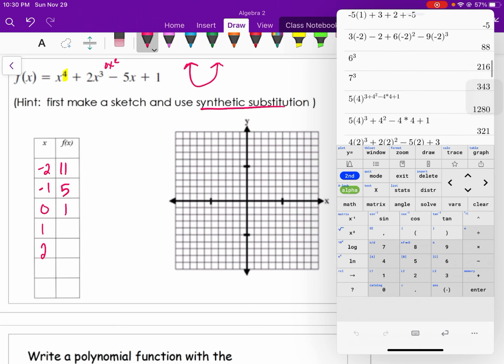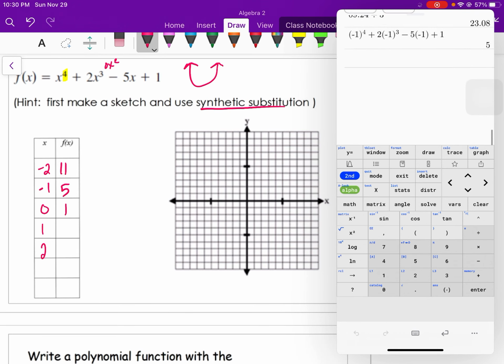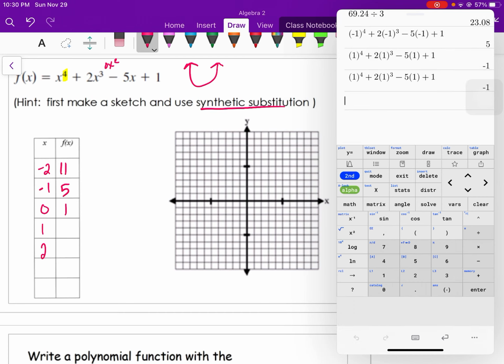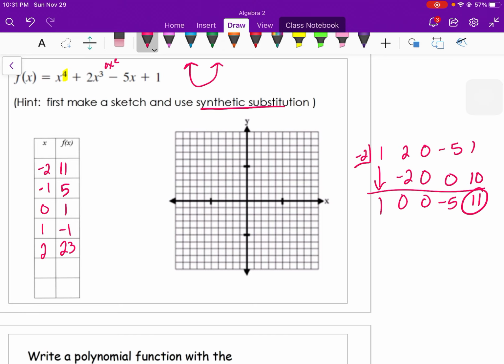If you plug in +1, get -1, and then plugging in 2, it'd be 23. And then graphing that. So -2, 11 would be up here, -1, 5, 0, 1, 1, -1, and then 2, 23 would be way off our graph. So it's going to look something like this.